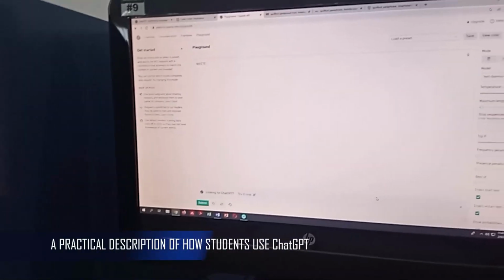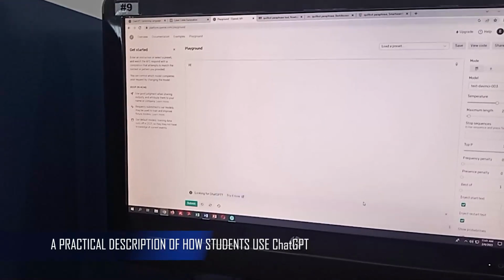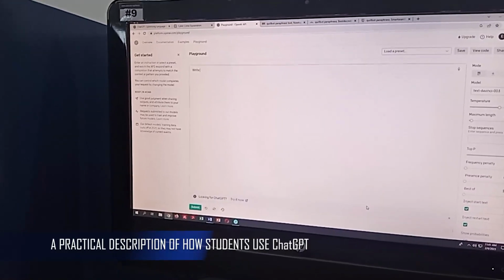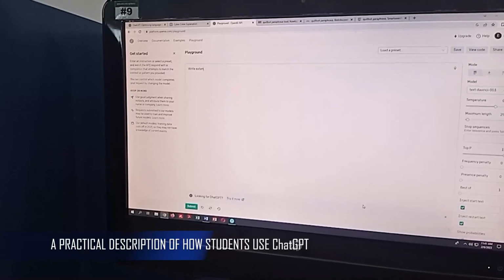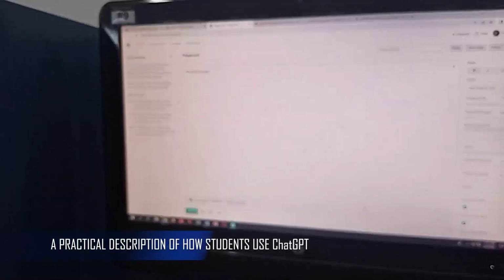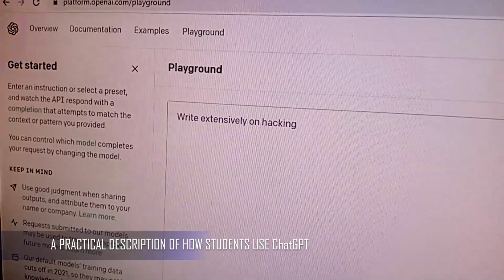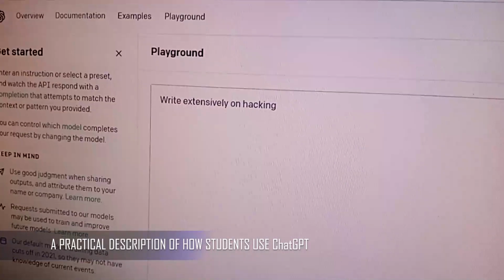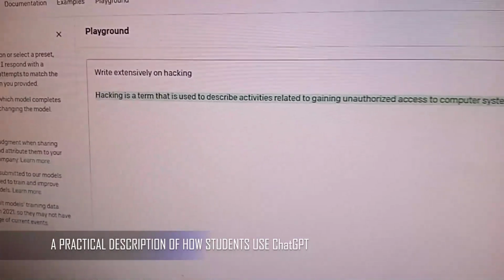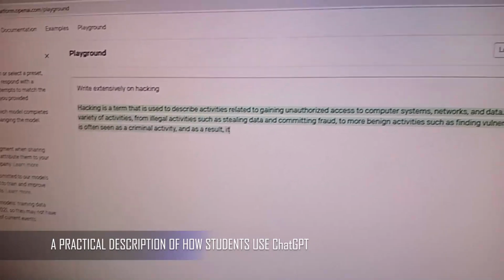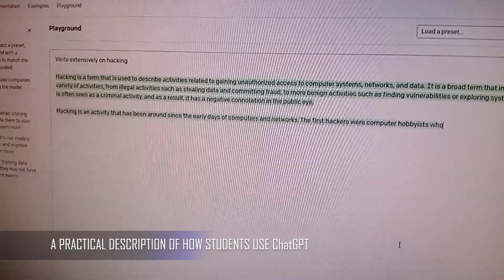So these are my students trying to use ChatGPT to do assignments. Let's see. Write extensively on hacking. Okay, this is an assignment. And then ChatGPT is already doing the assignments. Okay.